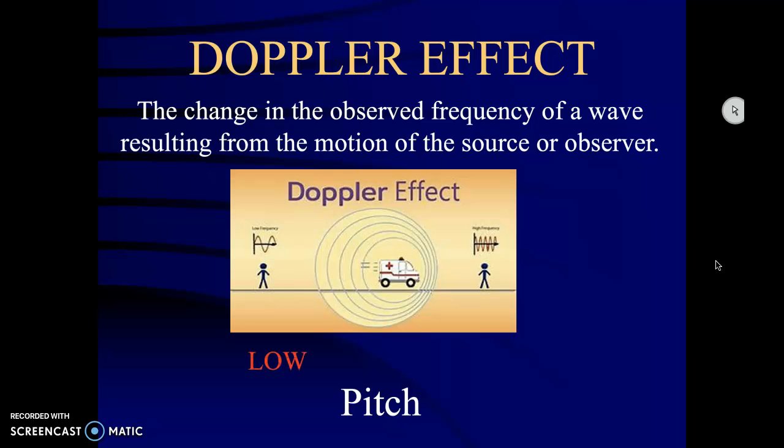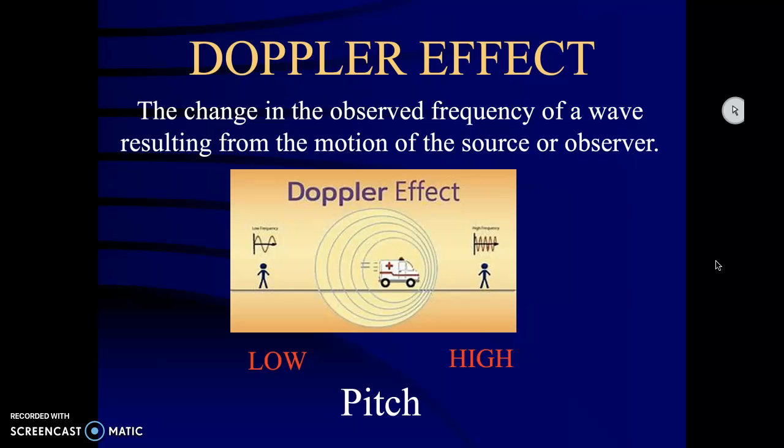So again, we talk about pitch. If the wavelengths are getting longer and the frequency is getting lower, then the pitch will be lower and the sound will be softer. If the object is moving towards the person, the wavelengths appear to get shorter, the frequency gets higher, and we get a greater pitch. This is what we call the Doppler effect.